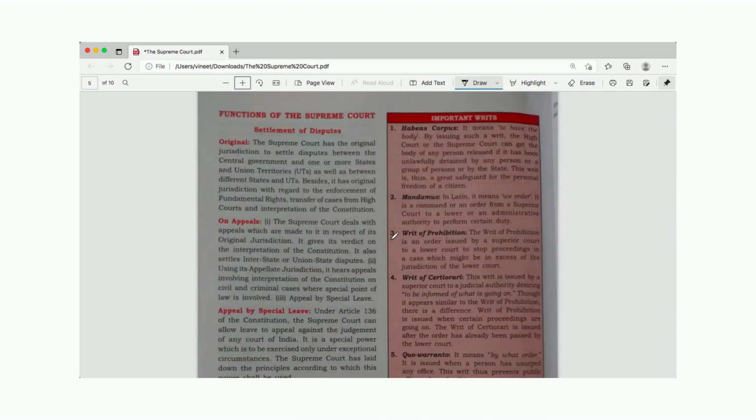Then we come to the functions of Supreme Court. It looks different, but actually it is same what you have already done. So do not leave this part, just read it. You will be able to answer. It's just a double recap of what you've already done.